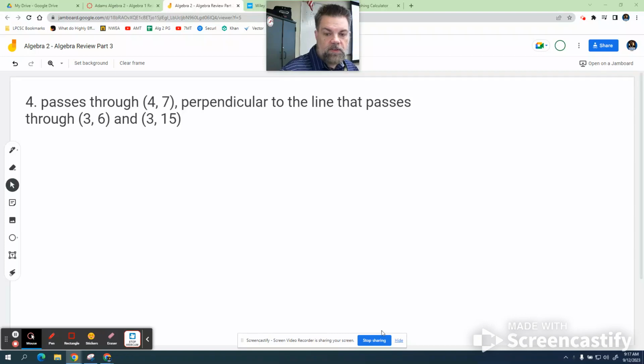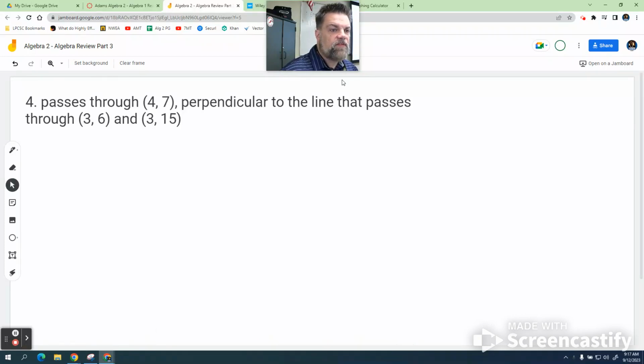All right, so for this one, very similar to the last one, first thing I've got to do is calculate the slope of the perpendicular line. They're saying we need to write the equation of a line that passes through this point, but it's perpendicular to a line that passes through these two other points. So let's find the slope of the original line.